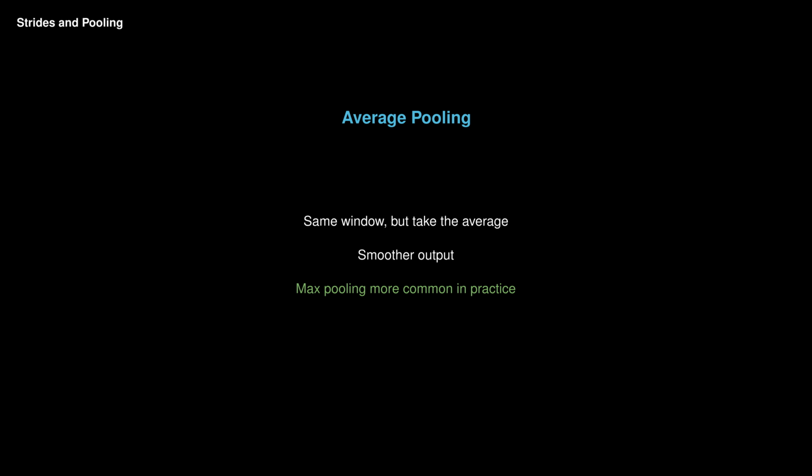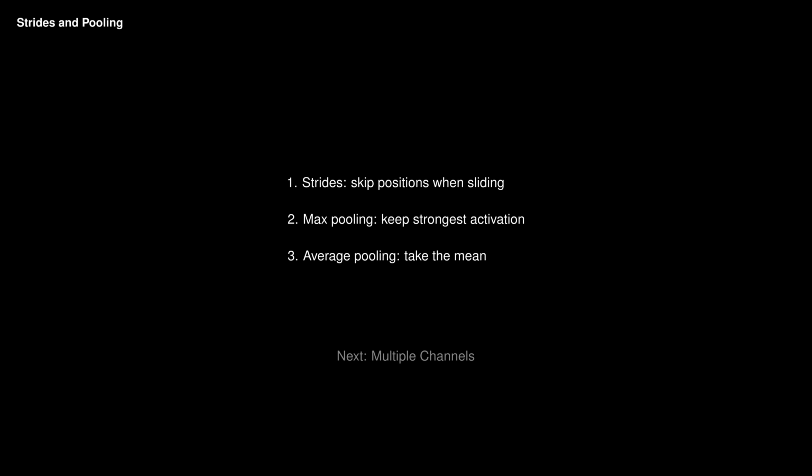Strides reduce size by skipping positions. Max pooling takes the maximum in each window. Average pooling takes the average. All three are tools for downsampling. Smaller feature maps mean less computation and more abstraction. Next, we will handle color images with multiple channels.